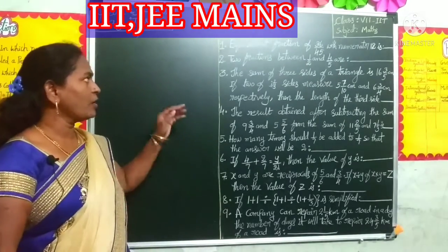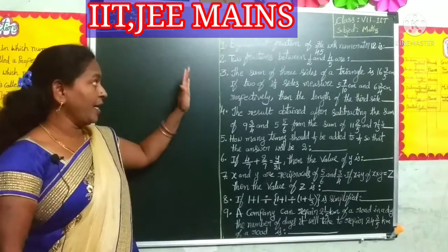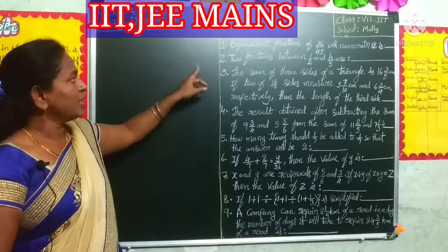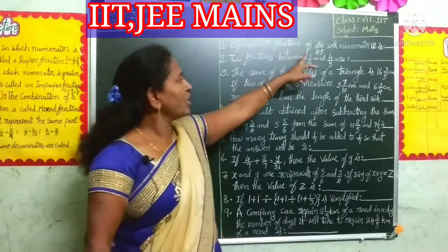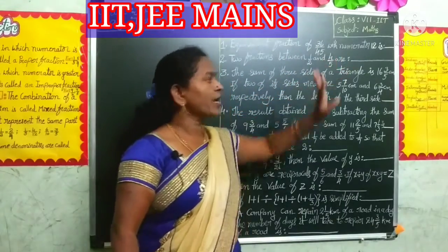Today I am explaining competitive type of questions for IIT and JEE Mains. This is 7th class fractions. First one: find the equivalent fraction of 36 by 45 with the numerator as 12.